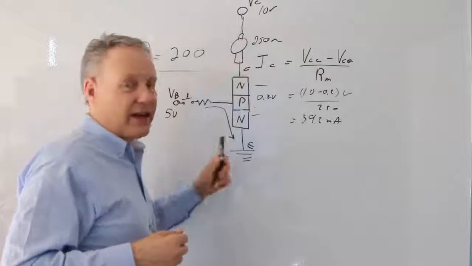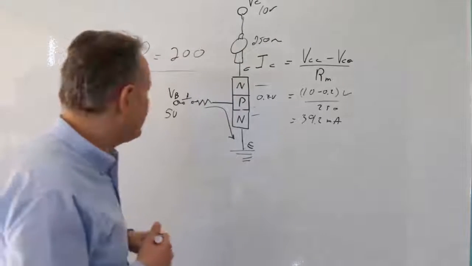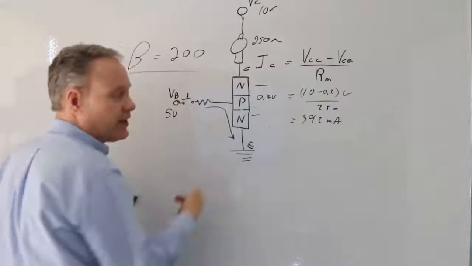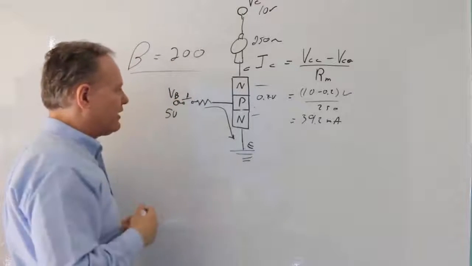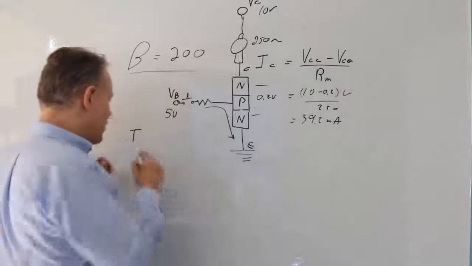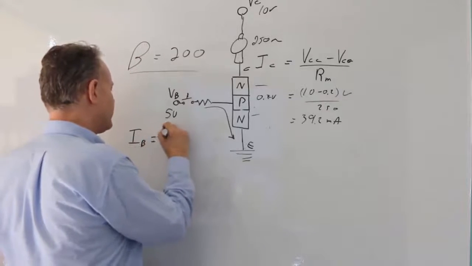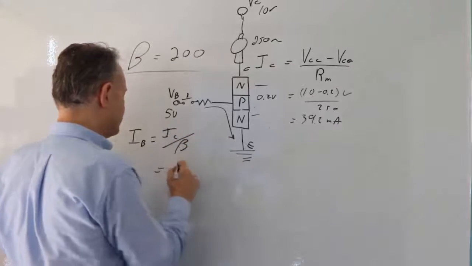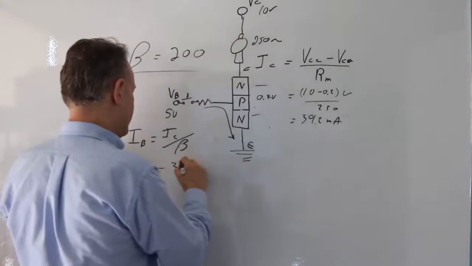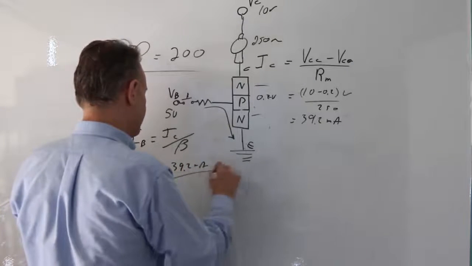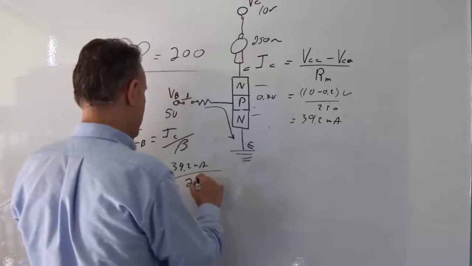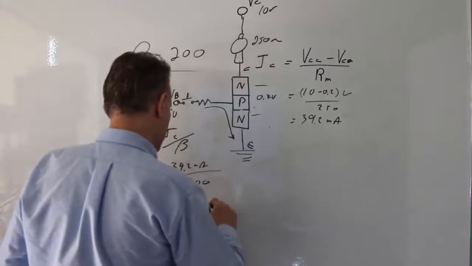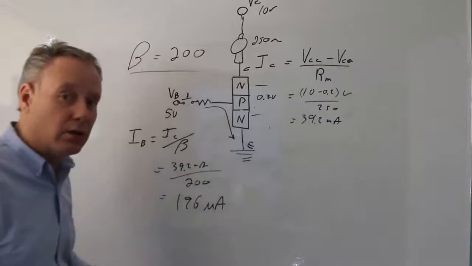To fully saturate this guy, I'm going to need 200 times less current going through here. Okay, well, how do I calculate that? So what's my IB? Well, I know my IB is going to be my IC divided by my beta. So in this case, I'm going to take 39.2 milliamps and divide that by 200, and I'm going to get 196 microamps. Pretty small, like super tiny.